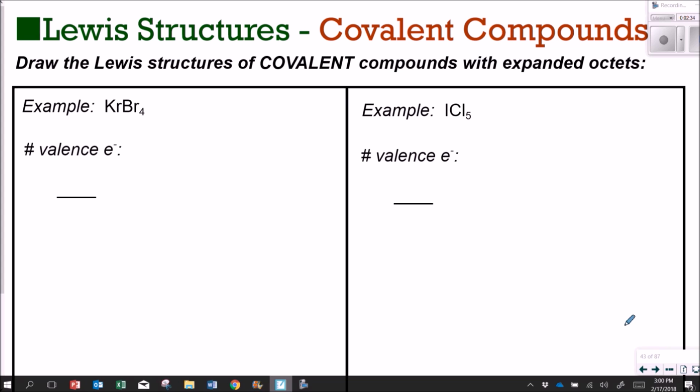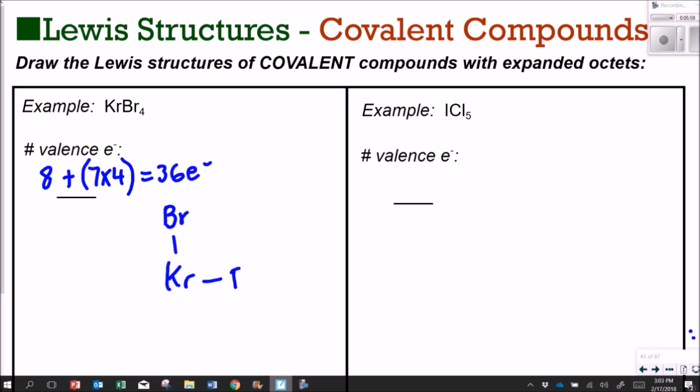Let's practice some examples. Krypton tetrabromide. We find out how many valence electrons are available for bonding. Krypton has 8. Bromine has 7, and we have 4 bromines, so 4 times 7, for a total of 36 available electrons. We start drawing the structure with krypton as the central atom, bonded to 4 bromine atoms.